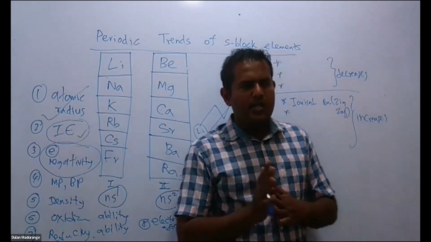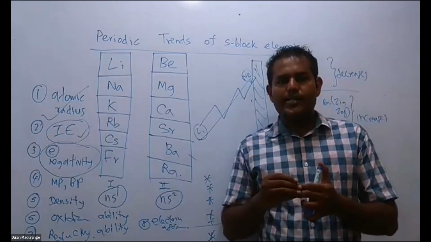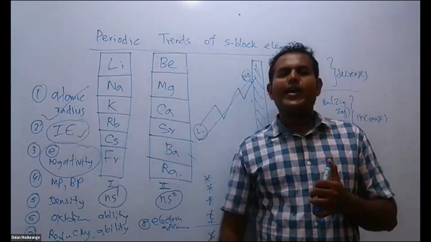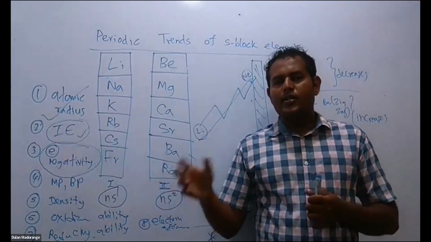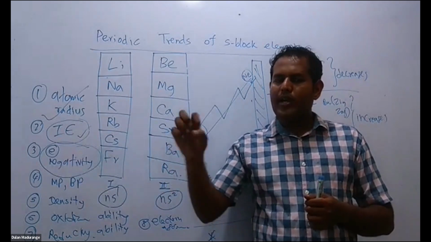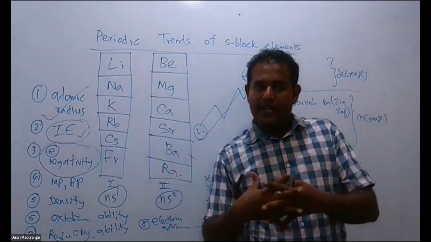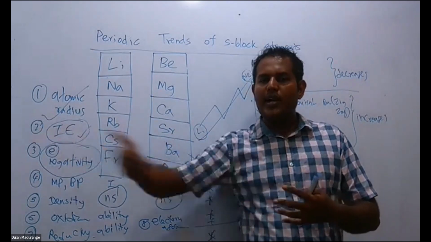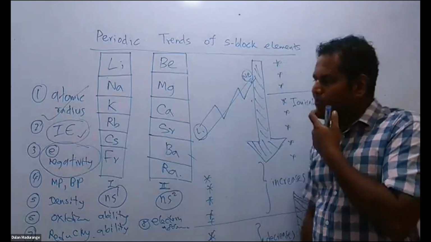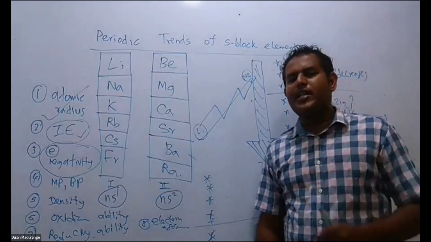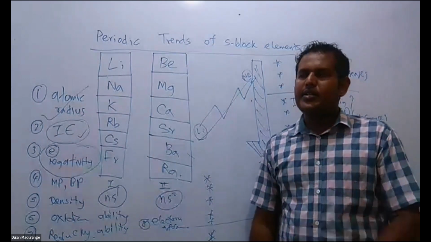Yes, the same reason. When you move downwards in the group, the distance between the nucleus and the valence shell electrons gets increased. The valence shell electrons are what form bonds, so we have to consider the attraction of valence shell electrons with the nucleus. If those are well attracted, it's difficult for another atom to attract them. That's the reason: when you move downwards in the group, the distance between the nucleus and the valence shell electrons gets increased, so the attraction is reduced. Right? Attraction is reduced.